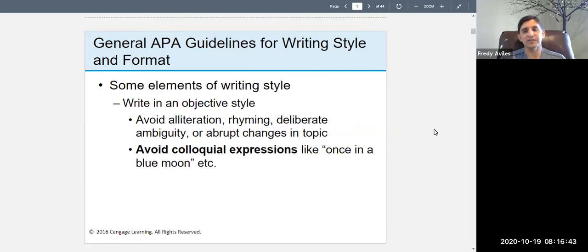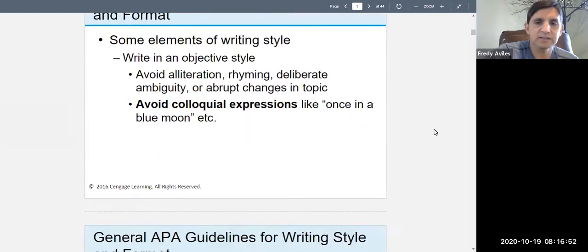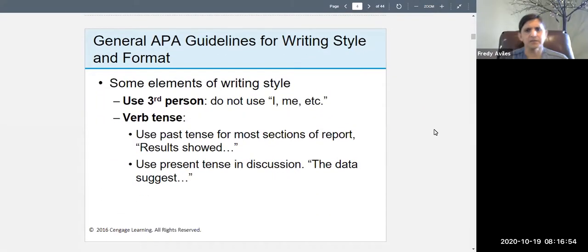If you read a lot of stuff that's kind of creative, then you learn how to write creatively, but you need to learn how to write like a scientist, okay? And you need to avoid things like that. Other guidelines, other elements of APA style: use third person, okay?